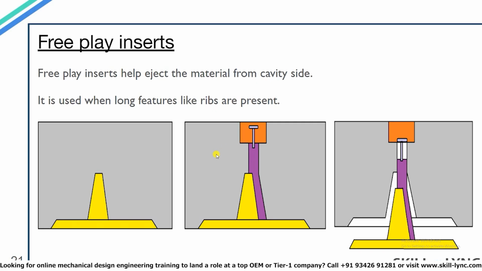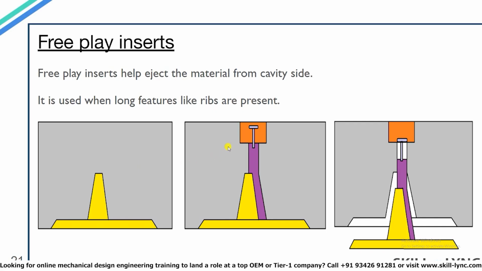In the first diagram, you can see the cavity region and the part formed within it through injection molding. The yellow is the part and this is the cavity region. Now if the length of this rib is more, then it would be more difficult to eject it out of the mold. In such cases, a free play insert is added.